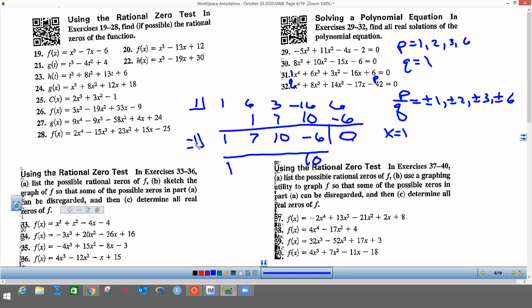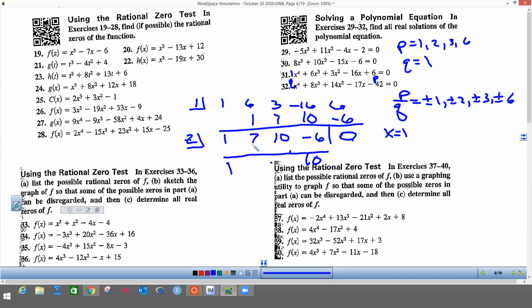So I bring down the first number. Negative 1 times 1 is negative 1. I get 6. Negative 1 times 6 is negative 6. I get 4. Negative 1 times 4 is negative 4. That's not 0, so that is not going to work. So I've got to try another number. So I'm going to try the number 2. Again, maybe none of the rest of these will work. I don't know. If they don't work, we're only going to be finding that one answer.